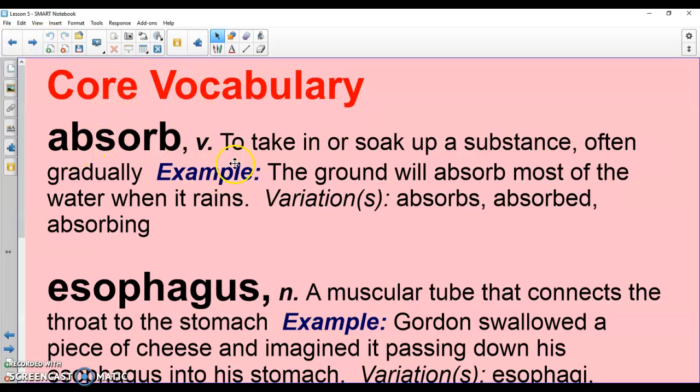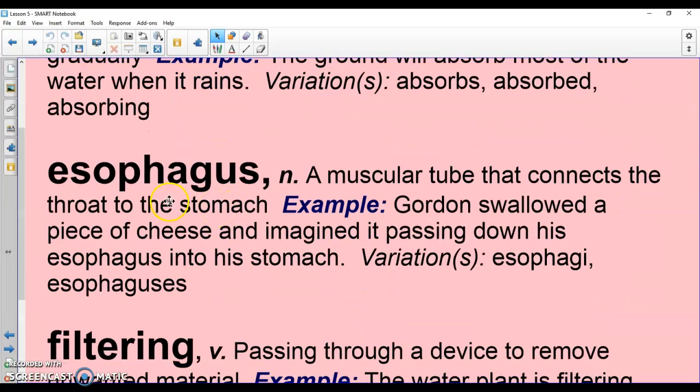The word absorb means to take in or soak up a substance, often gradually. We have learned about that word when we discussed matter. Something that absorbs takes in or soaks it up, like a sponge or a towel or a mop. The ground will absorb most of the water when it rains. Esophagus is a muscular tube that connects the throat to the stomach. Gordon swallowed a piece of cheese and imagined it passing down his esophagus into his stomach.